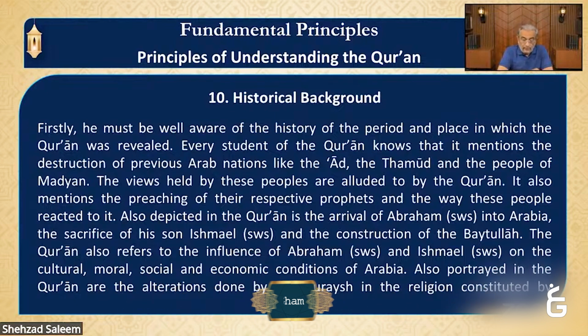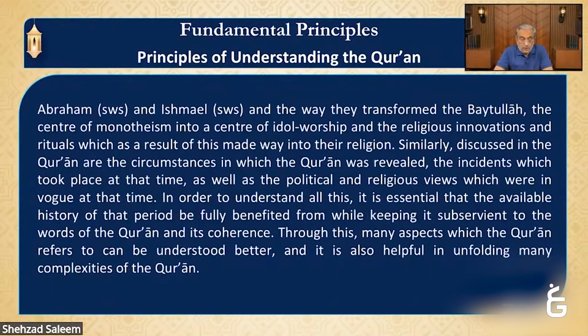Also depicted in the Quran is the arrival of Abraham into Arabia, the sacrifice of his son Ishmael, and the construction of the Baytullah. The Quran also refers to the influence of Abraham and Ishmael on the cultural, moral, social, and economic conditions of Arabia. Also portrayed in the Quran are the alterations done by the Quraysh in the religion constituted by Abraham and Ishmael, and the way they transformed the Baytullah, the center of monotheism, into a center of idol worship, and the religious innovations and rituals which, as a result of this, made way into their religion.